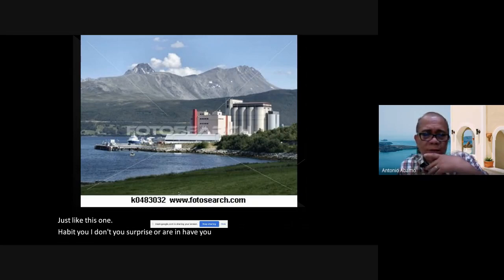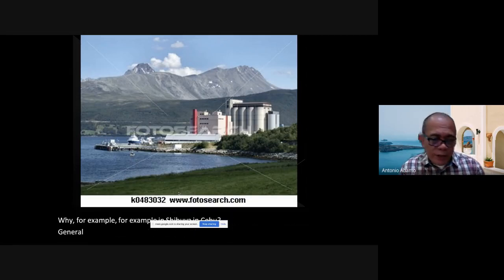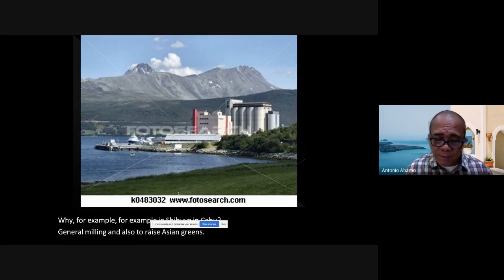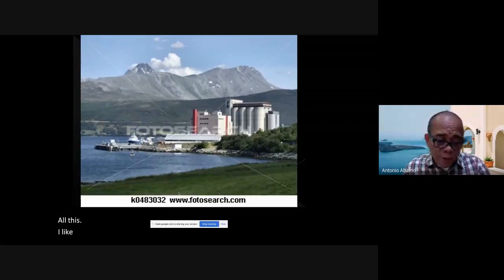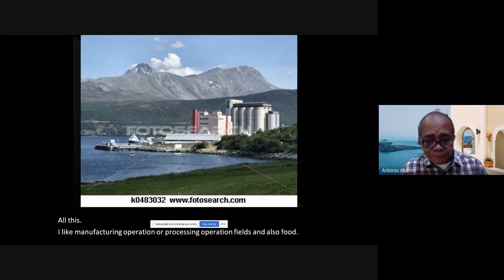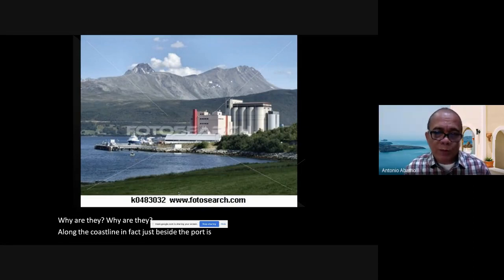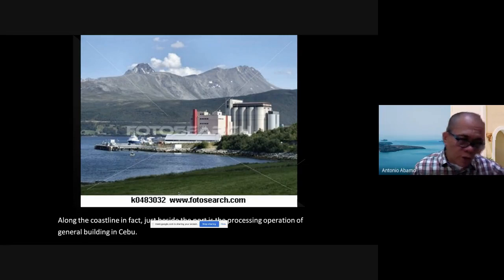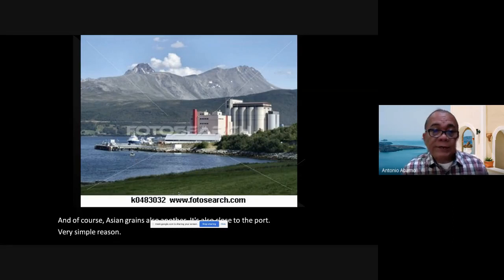Have you asked yourself why, for example in Cebu, General Milling, and also there is Asian Grains, all these huge manufacturing operation or processing operation, feeds and also food manufactured by General Milling, why are they along the coastline? In fact, just beside the port is the processing operation of General Milling in Cebu. And of course, Asian Grains also in Naga, it's also close to the port. Very simple reason is in transport.